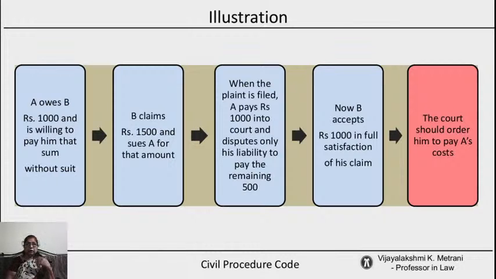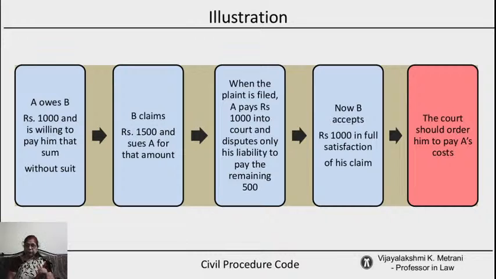Next, one more illustration. A owes B rupees 1000 and is willing to pay him that sum without suit. B claims rupees 1500 and sues A for that amount. Now, what happens? 1000 rupees debt is there. 1000 rupees he has to pay, but he claims 1500 and he sues him. When the plaint is filed, A pays rupees 1000 into the court and disputes only his liability to pay the remaining 500. He says, I have to pay only 1000, I am paying 1000. Now, B accepts 1000 in full satisfaction of his claim.